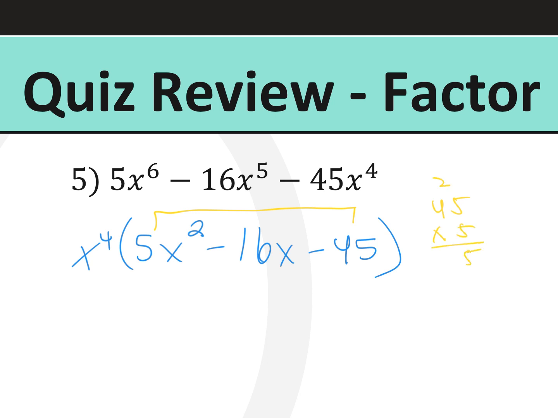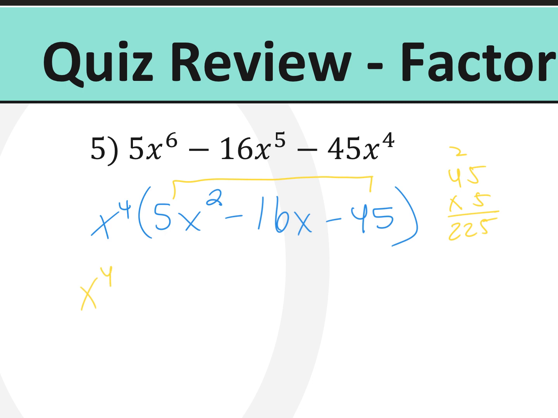What do I get here? 5 times 5, 225. Good. What are the factors of 225 that multiply to give me 225, but add to give me 16? I still have my x to the 4th here. Well, I know 15 and 15, right? Is that going to give me 16 if I add or subtract? No. What are some possibilities? Talk to me. Factors of 225.